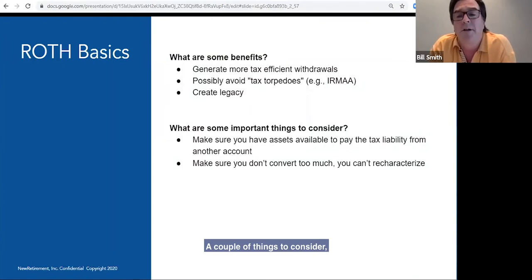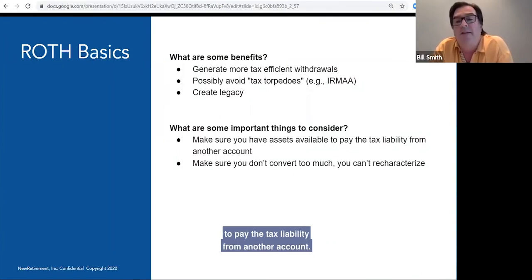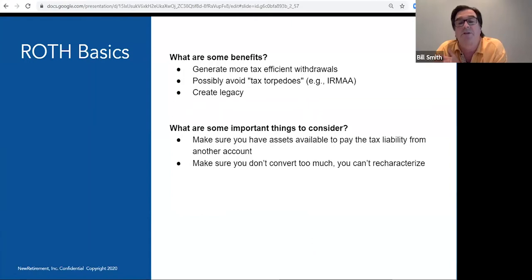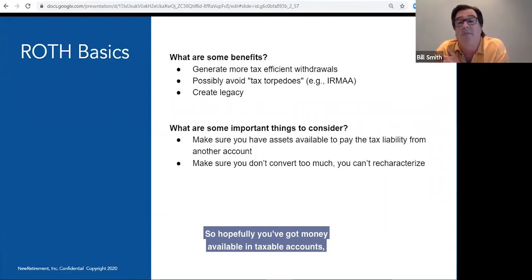A couple of things to consider. Make sure that you have assets available to pay the tax liability from another account. One thing that people forget is, okay, if I am going to convert, I've got my low income years, right? And I want to convert $100,000. Well, I have to pay taxes on that $100,000. So where am I going to get that money to pay those taxes? Let's just use round numbers and say it's a 15% capital gains tax rate. So you need to pay taxes on the conversion. You're going to have to pull money out of a taxable account. So hopefully you've got money available in taxable accounts. But that is a consideration. You need to have the money to pay the taxes on the conversion.